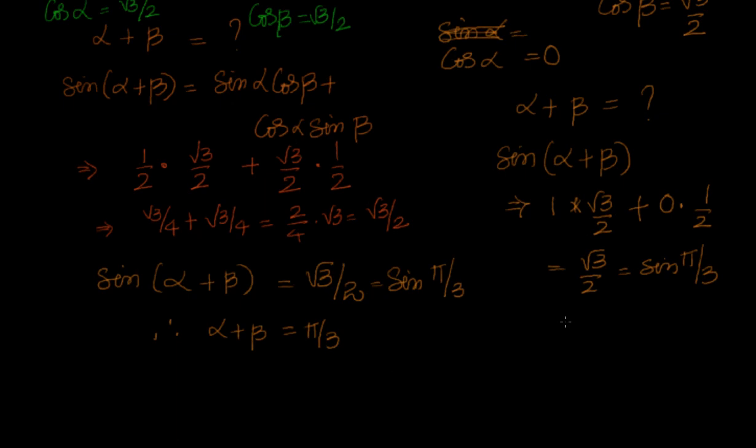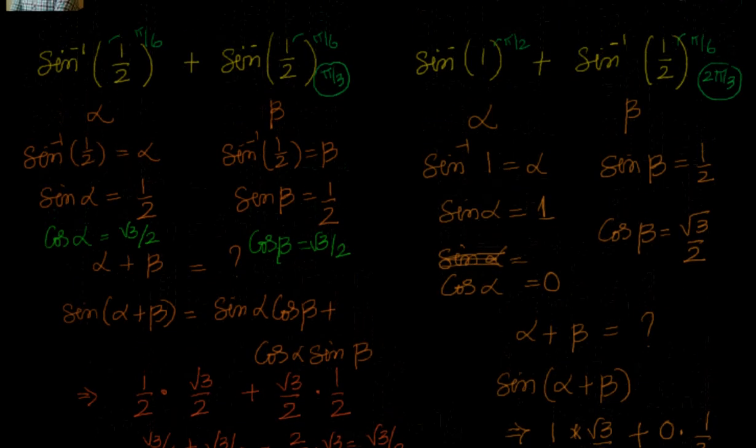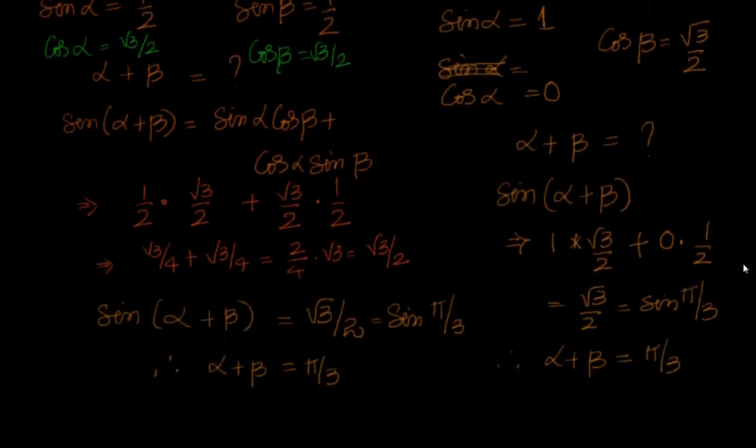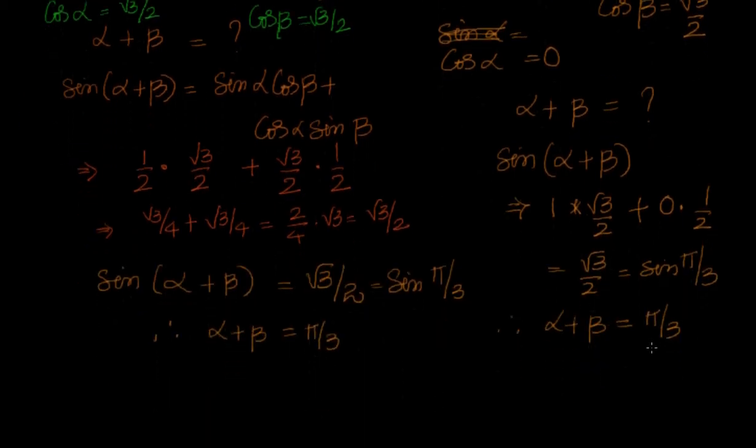Now sine alpha plus beta equal to sine pi by 3. So alpha plus beta is equal to pi by 3. Now we have a problem. If we just directly apply the values, we know that this value is 60 degrees and this value is 120 degrees. But from solving the example, we are getting alpha plus beta equal to pi by 3, because sine inverse always returns the values in between minus pi by 2 to pi by 2.